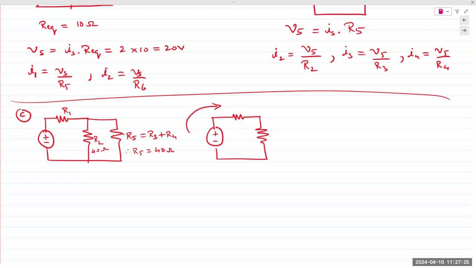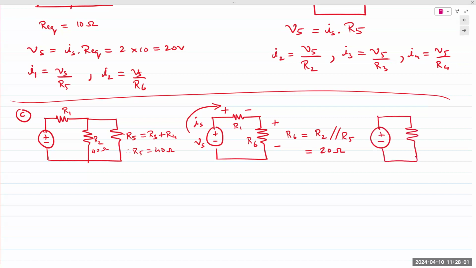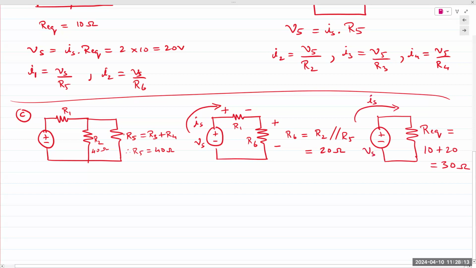Right? You have Is coming from the voltage source. This is a voltage drop with the polarity as shown in the figure. This is R1. This is, let's call it, R6. R6 is the parallel combination of R2 and R5, which is 40 and 40 in parallel. It gives me 20. And then my total Req is equal to 10 plus 20, 30 ohms, thereby giving me an Is value of 1 amp.